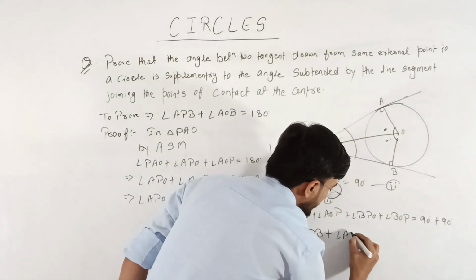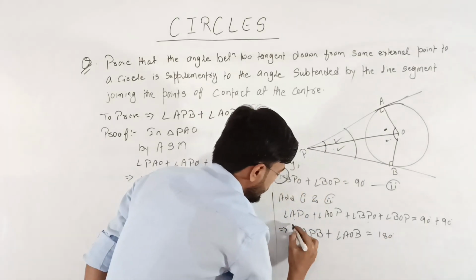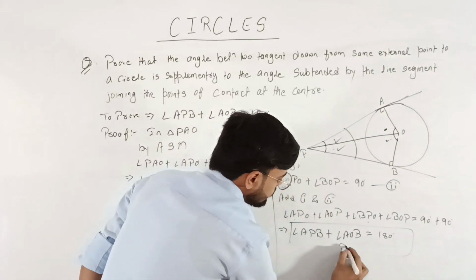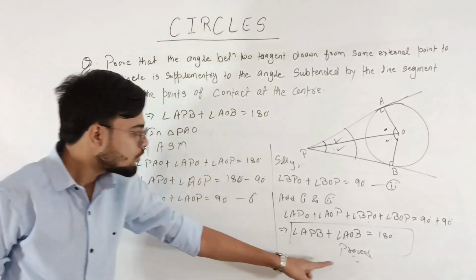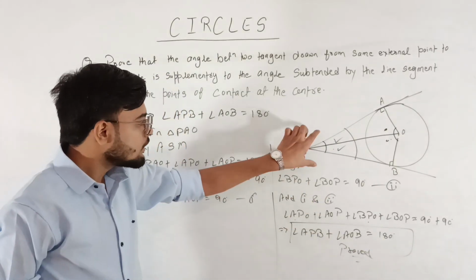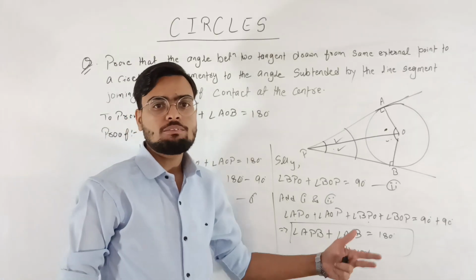So angle AOB is equal to what? 90 plus 90 is 180 degrees. We have to prove this: angle APB plus angle AOB is 180 degrees. Angle between tangents and angle between radii are supplementary. Okay, let's see one more time.